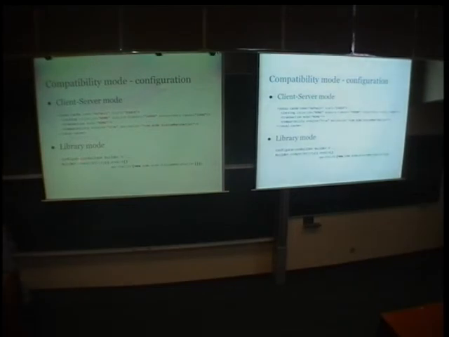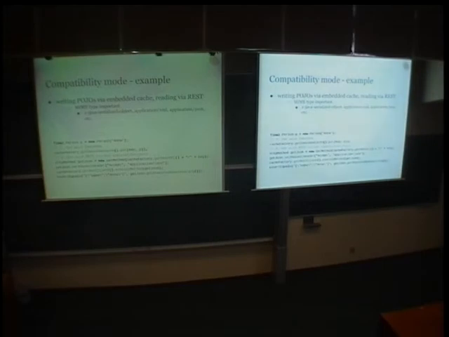This is how we configure it in library mode. It's very easy. It's the programmatic configuration. So let's look at an example. We are writing a POJO in embedded mode and trying to read it via REST. So what we do is create a domain object, put it in an embedded cache, and then call some REST methods to retrieve the data back. We can specify in which format we want the data to be retrieved. We can get it as a byte array, we can get it as XML or JSON.